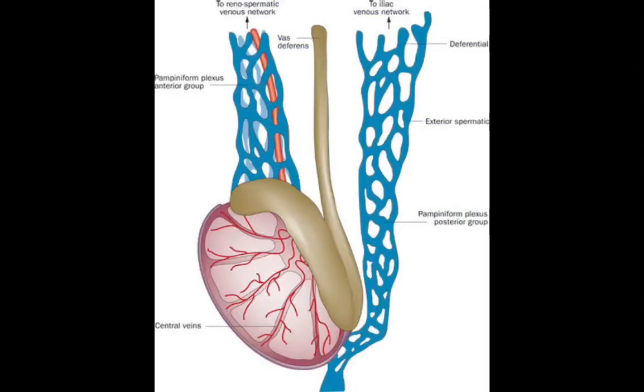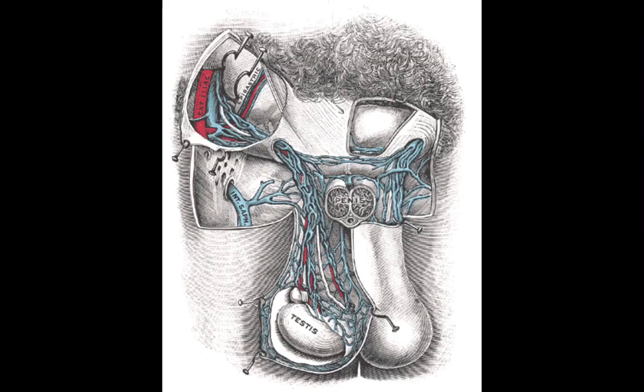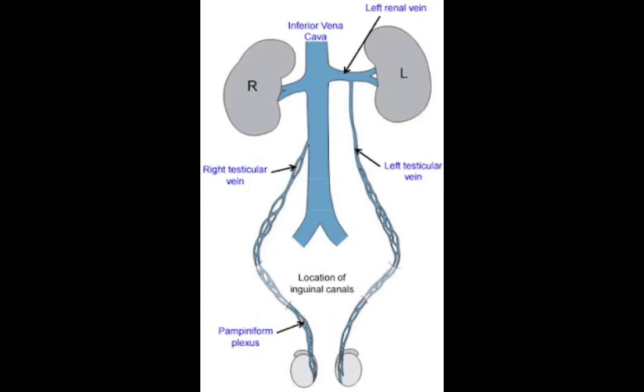So first, initially we get the pampiniform plexus of veins, and on reaching the superficial inguinal ring, they unite to form 4 veins. These 4 veins, on reaching the deep inguinal ring, again unite to form 2 veins, and finally these 2 veins unite to form a single vein, the right testicular vein and the left testicular vein.